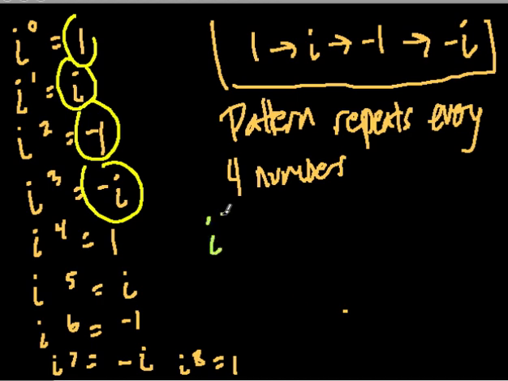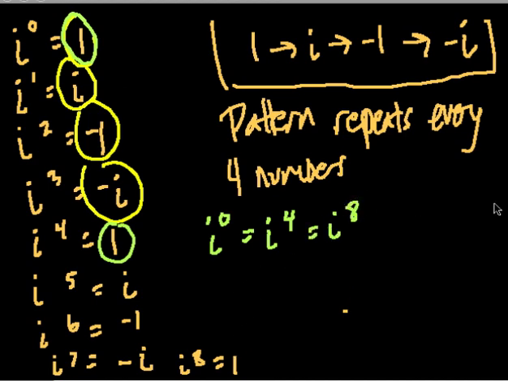Well, if i to the 0 is 1, and it's going to repeat every 4, then this also equals i to the 8th. Even before that, i to the 4th. As we saw here, i to the 4th is 1, which is equal to i to the 0. And then i to the 8th is also the same thing.